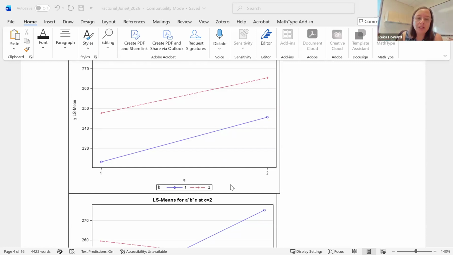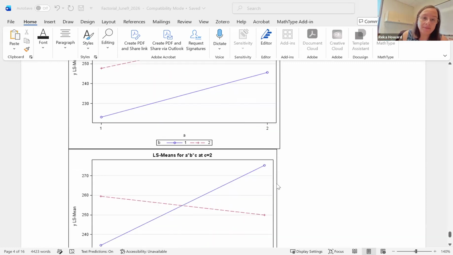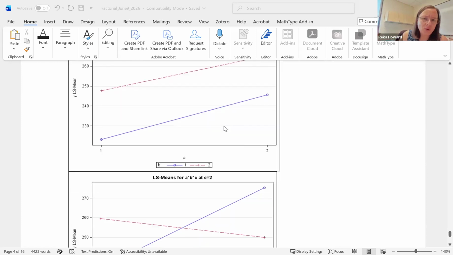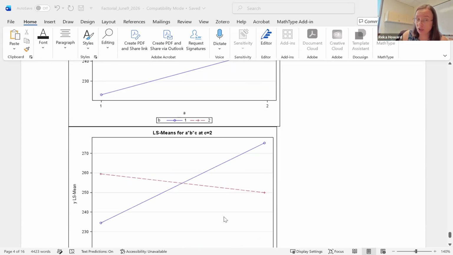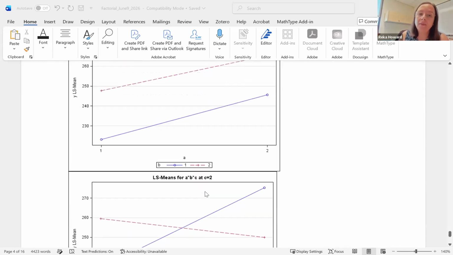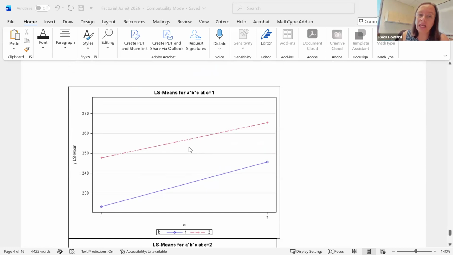So then what we do is I look at these two plots. And then how do I see, do I have an interaction here, a two-way interaction? Probably not. They look pretty parallel. Do I have an interaction here? Yeah, it looks like I have an interaction because they are crossing. So yes, for sure we have an interaction between A and B at C2. But we don't have an interaction between A and B at C1. So what does it mean?